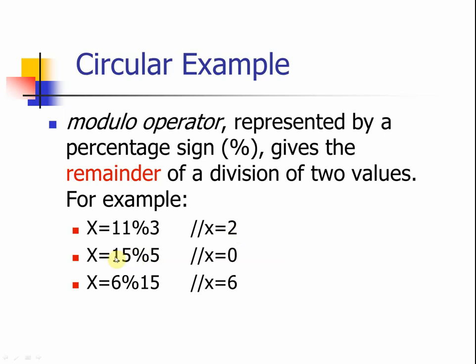15 divided by 5, you get 3 remaining 0. So if we do 15 mod 5, the remainder that we get is going to be 0, because that is the remainder that we have after the operation. In fact, the one that we use in our circular queue is more like this one. If we use 6 mod 15, what we get here is the original value.